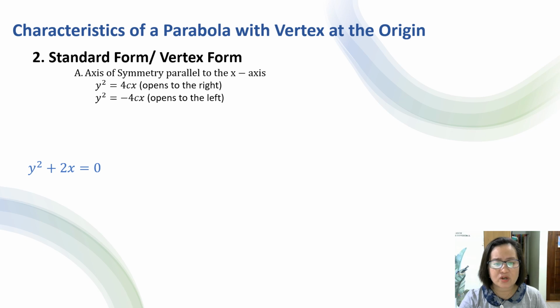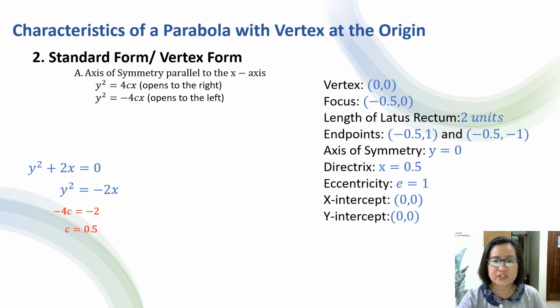For example, we have y squared plus 2x equals 0. Transposing the linear term to the other side, we will have y squared equals negative 2x. To find the value of c, we equate negative 4c equals negative 2. Dividing both sides by negative 4, we will get c equals 0.5. Hence, we can say that the vertex is at (0, 0). Focus is at (-0.5, 0) since the parabola opens to the left.